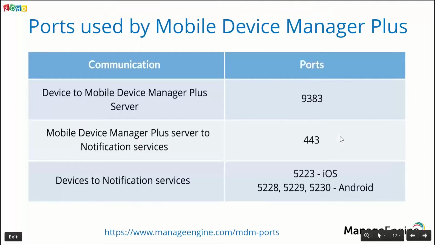Now, all of the communication that I just spoke about is facilitated by the use of ports. For instance, for the device to be able to communicate with the MDM server, the port 9383 needs to be kept open. Similarly, these are a few other ports that we use for communication. To view a full list of all of the ports that we use at MDM, you can access the link given below.